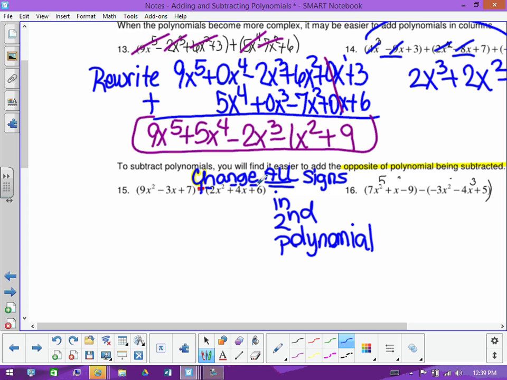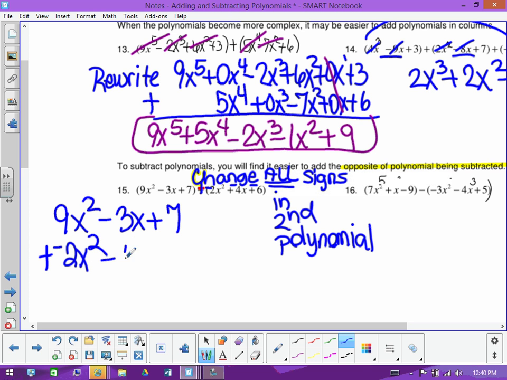If I write a little bit bigger where we can see this, we're going to say 9x squared minus 3x plus 7 plus, and this is the one we changed, this one right here, instead of a positive 2, we have a negative 2x squared. Instead of a positive 4, we have a negative 4. Instead of a positive 6, we have a negative 6.